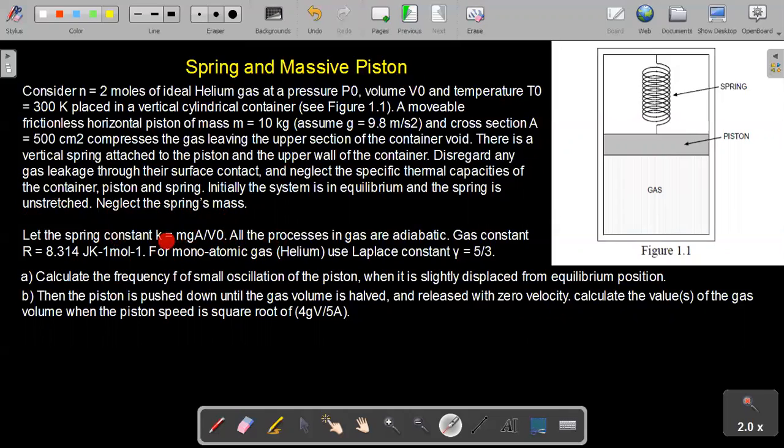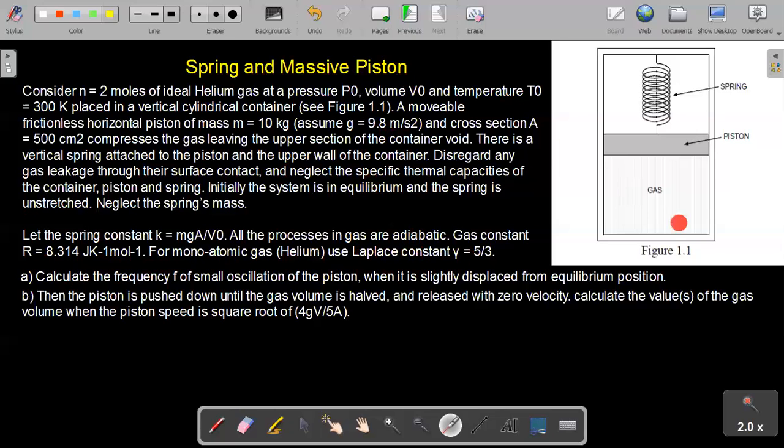and rest all is the information process. We have a relation of spring constant k with the mass, gravity, area, and V naught for the simplification purpose. And then it is given that all processes in this gas are adiabatic. That's good. And the gas constant is 8.314 in SI units. We have to consider helium monoatomic gas, for which this Laplace constant, which you can say adiabatic exponent, that is gamma, is 5/3. Well, so this is the question part.